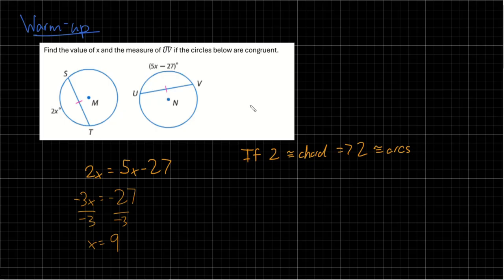Okay. We still need to find the measurement of UV. This measure right there. How do I find that right now, Klein? Measure UV? Yep. The arc or? Yes, the arc right there. The small one.